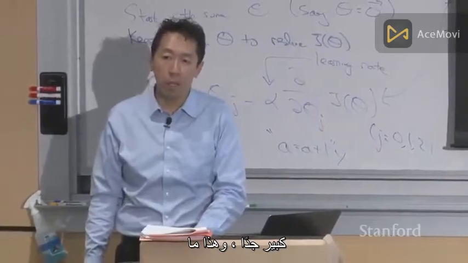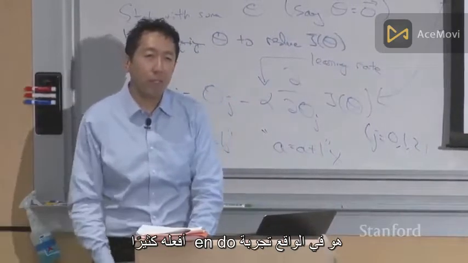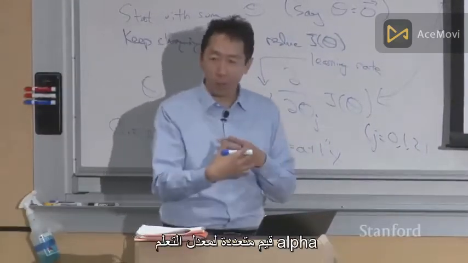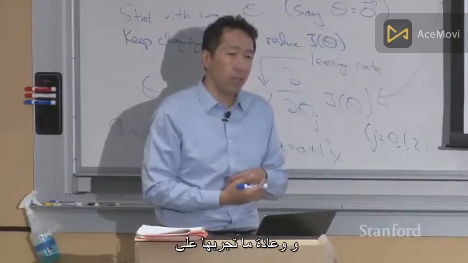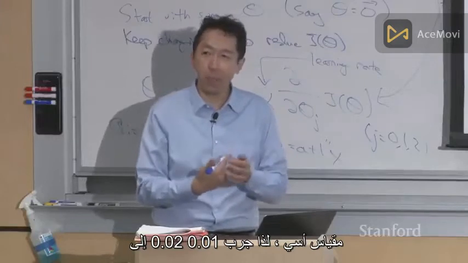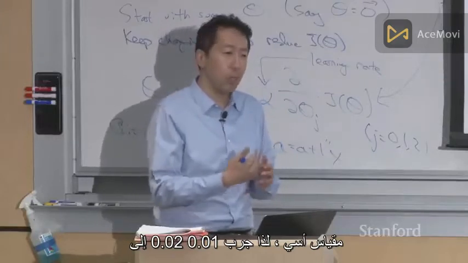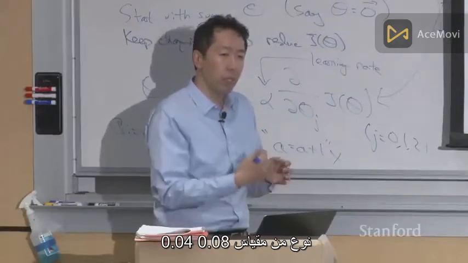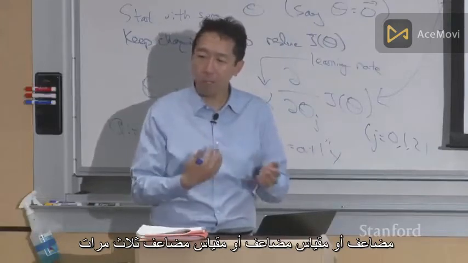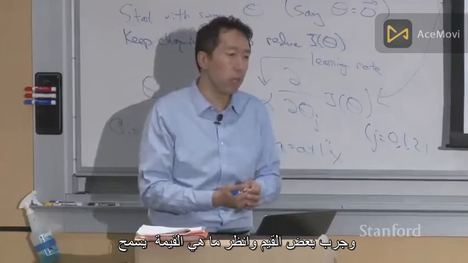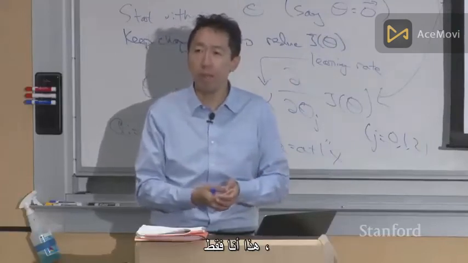And so actually what I often do is try out multiple values of the learning rate alpha, and usually try them on an exponential scale. So try 0.01, 0.02, 0.04, 0.08, kind of like a doubling scale or tripling scale, and try a few values and see what value allows you to drive down the cost fastest.